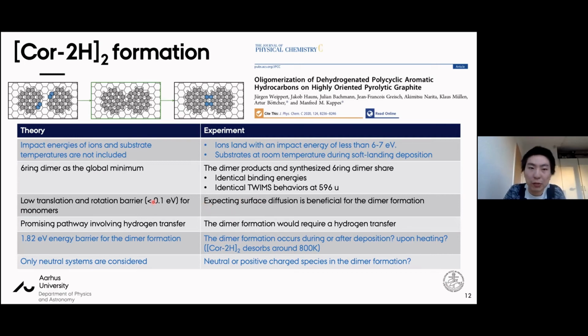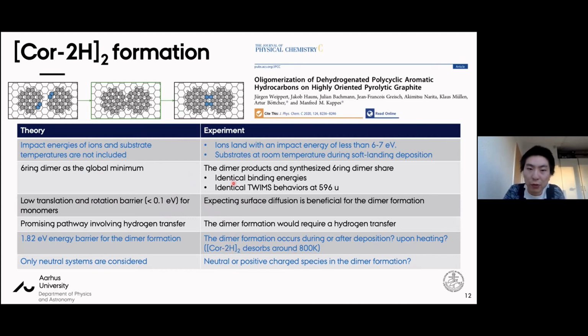And also during our calculation, we can confirm that the rotation and translation of the monomer have a quite low barrier, so it's almost barrierless. And the hydrogen transfer is also confirmed in our calculations. But still there are some other issues left.